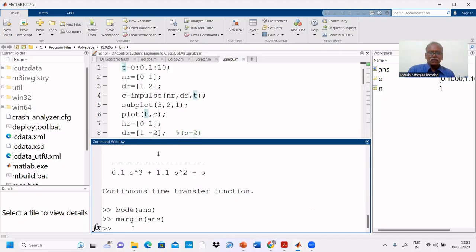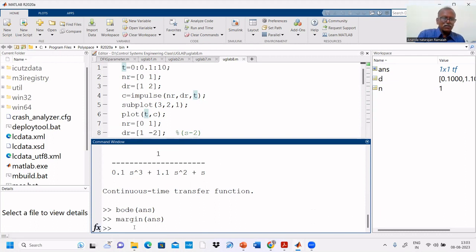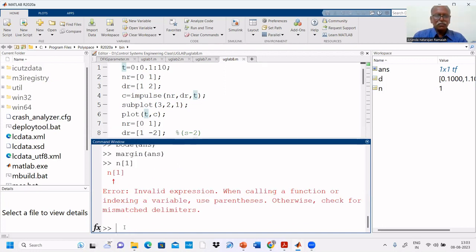Now let us verify the result by using MATLAB. The given transfer function is 1 upon s multiplied by s plus 1 multiplied by 0.1 s plus 1. If you convert this into a polynomial, you will get 1 upon 0.1 s cube plus 1.1 s square plus s plus 0. So we have to enter the numerator polynomial, which is only a constant term.